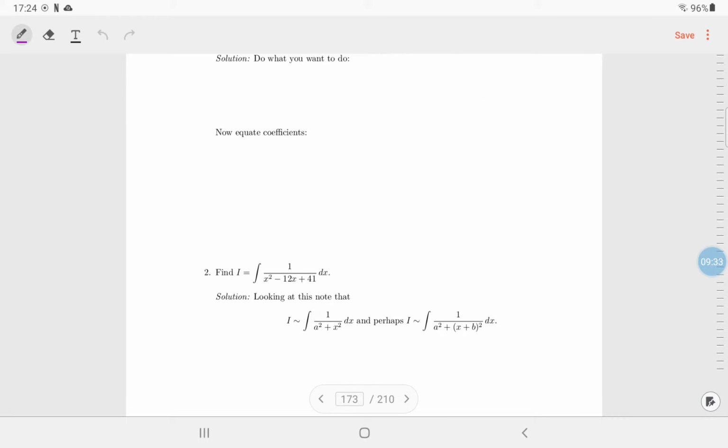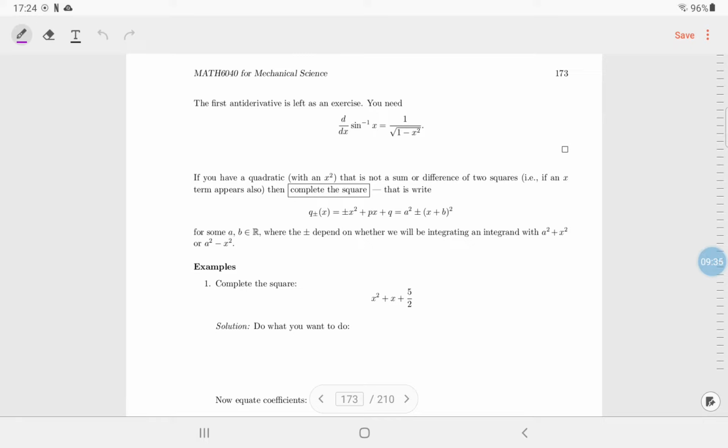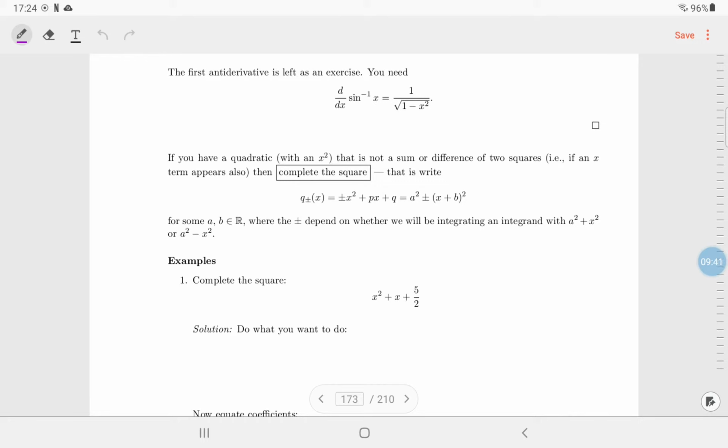Right. So if you have a quadratic, so that's something with an x squared, that's not a sum or difference of 2 squares. If you have an x squared and a constant, it'll probably be inverse sine or inverse tan. But if there's also an x, you have to do something a little bit extra. Now, what you have to do is complete the square. And how would you know to do this?